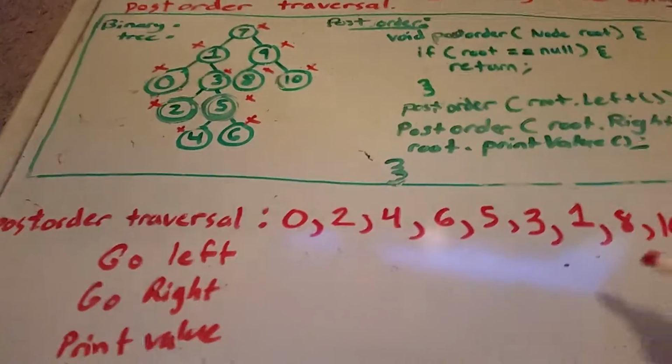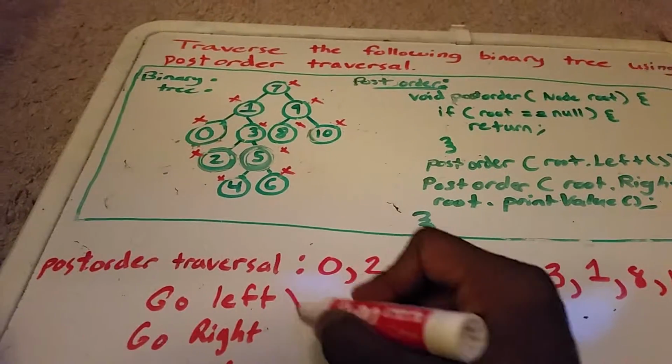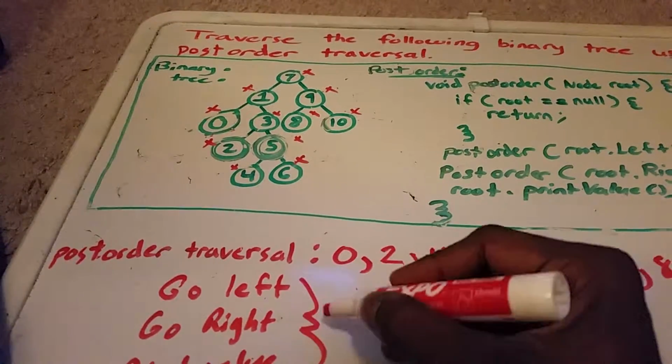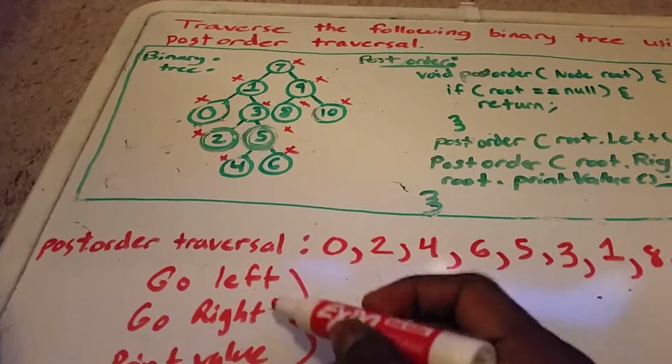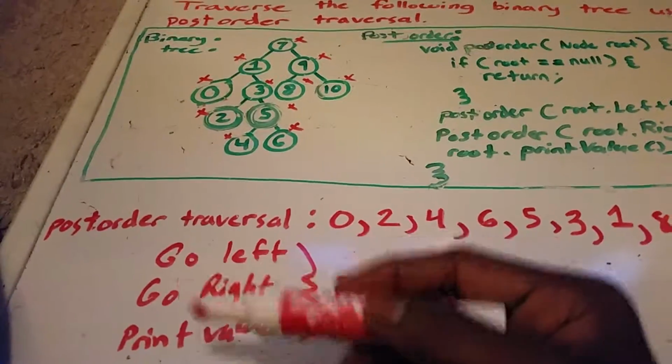And that's it. So for post order, you just have to remember to go as far left as you can, go as far right as you can, then print the value.